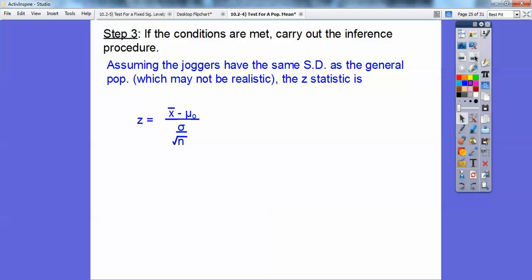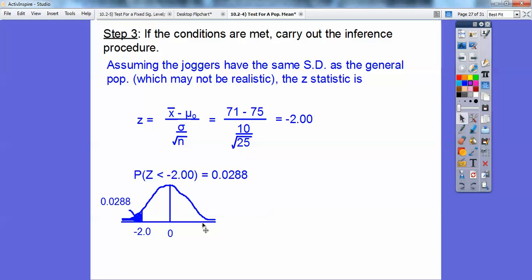So assuming the joggers have the same standard deviation as the general population, which may not be realistic, again, we're trying to be impressive with our writing, and you'll get better, you guys, trust me. This is brand new. Then the Z statistic is that formula right there. We plug in the numbers and we get negative 2.00, okay? Remember how we do this right here? We look up negative 2.00 in Table A in the front of the book, and we get 0.0228, which is less than 3%, you guys.